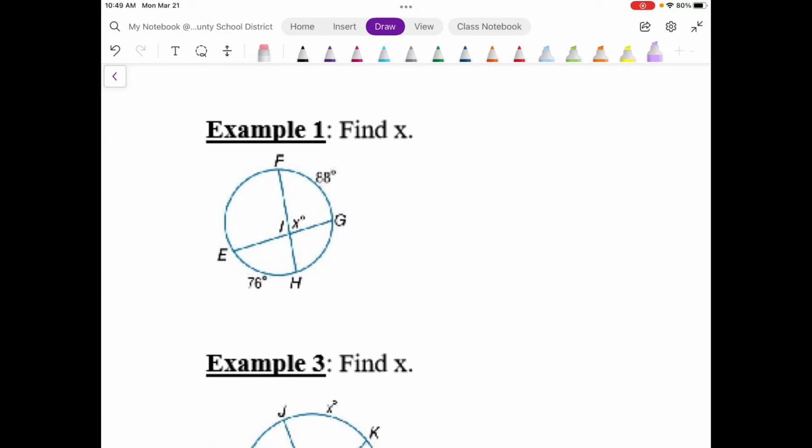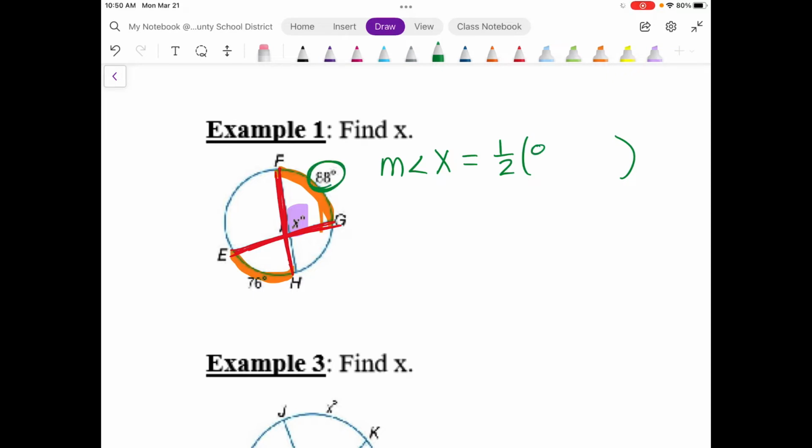So here, let's go ahead and go to the first example. We are looking for angle X. X is right there. So if it helps, outline the 2 lines or chords that are creating this angle, and this will help you see which arcs you should be adding up and finding the average of. So to find the measure of angle X, I'm going to find the average, or 1/2, of the 2 measurements. So the top one is 88, and I'm going to add the other one, which is 76.